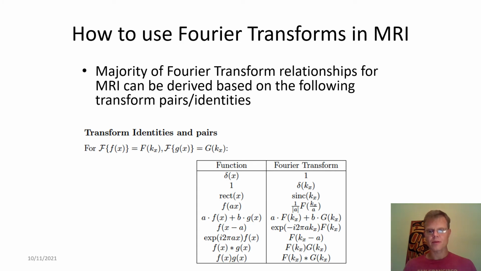Now, generally, the approach I'm going to advocate for how we use Fourier transforms in MRI is to use what are called transform identities or pairs that I've alluded to a couple of times. And here's a list that really covers the key Fourier transform pairs and identities that are relevant for MRI. At the top we've got our delta functions. We have our rect sinc pair. We have a few other properties: scaling, linearity. We have shift properties, and then at the bottom is convolution.